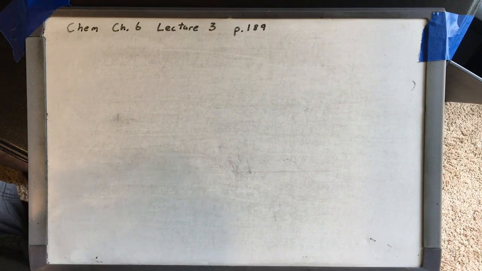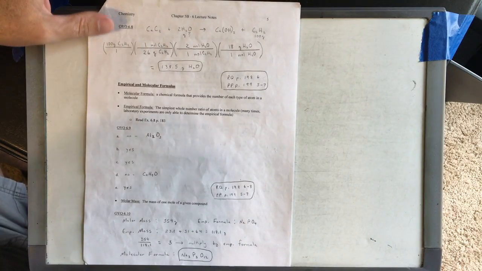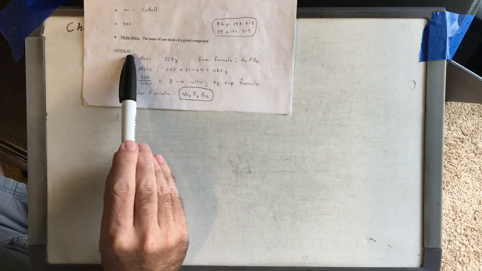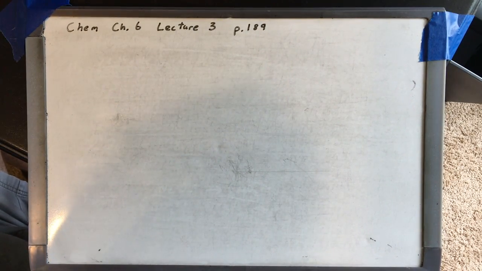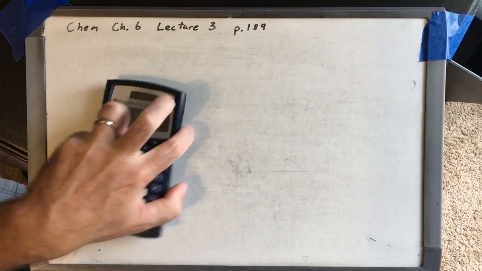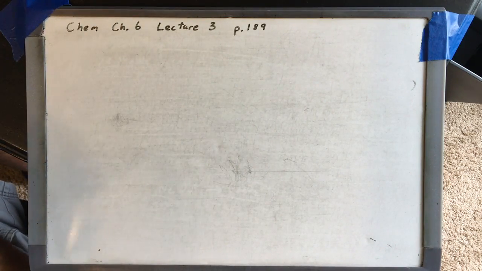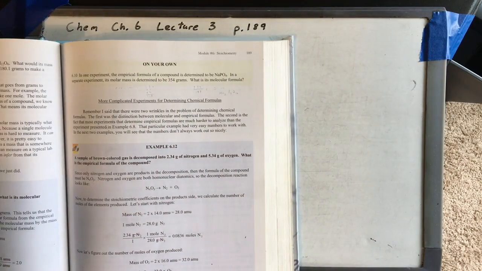All right, this is Chemistry Chapter 6, Lecture 3. This will be the third and final lecture of our Chapter 6 from the book. What you need for this lecture is your chemistry notes. We'll be starting at the bottom of page 5 and on your own 6.10. You'll need a periodic table, a calculator, and you'll want to open your textbook to page 189.